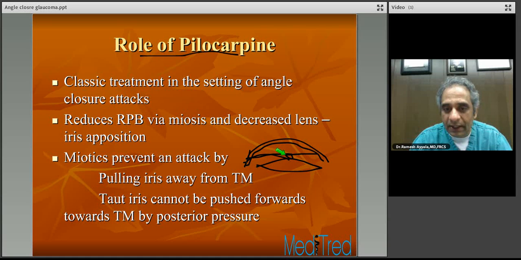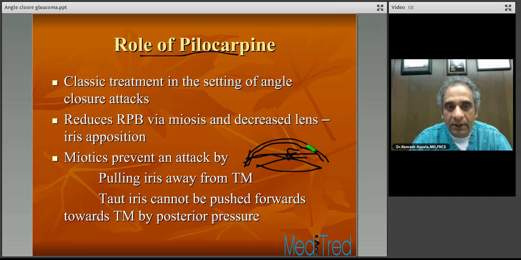Consequently, what's happening, as you can see, is that it's becoming less convex and also allowing the edge of the pupil to move away from the lens, and as such allowing the aqueous to go from the posterior chamber to the anterior chamber, and opening up the drainage pathways, the angle structures, for the aqueous to get out. So pulling the iris away from the TM by constriction of the pupil and making the iris taut and less convex are the two mechanisms by which it works in this setting.